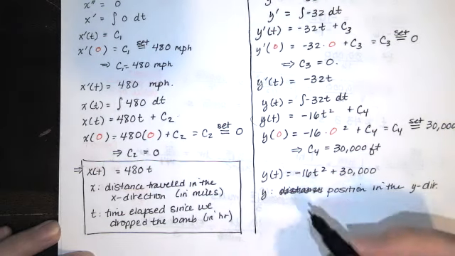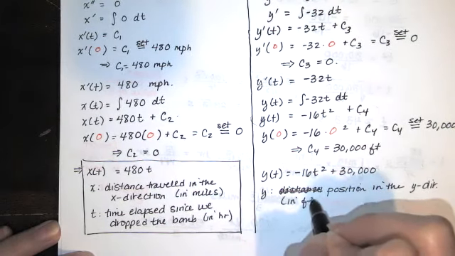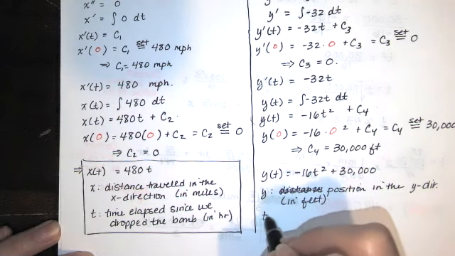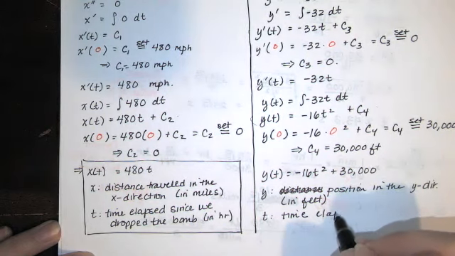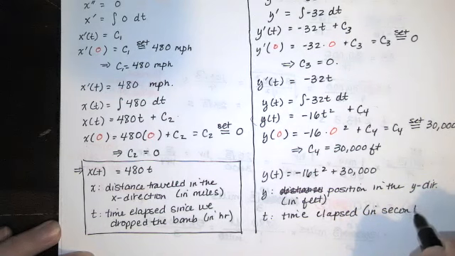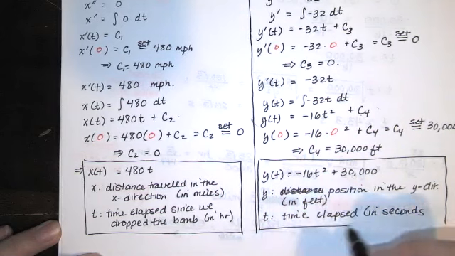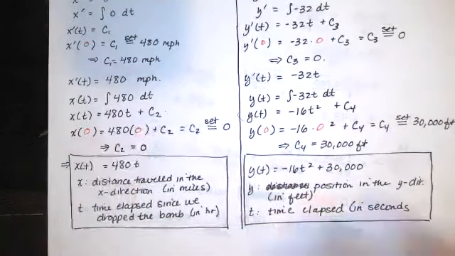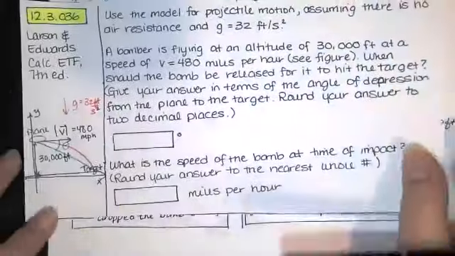So we've got our position in the y direction, and this is in feet. Those units matter. And t is time elapsed since we dropped the bomb, and time is measured in seconds here. Okay, so we've got x of t and y of t. All right, now our hope is that these two functions are going to allow us to answer the question that they asked us.